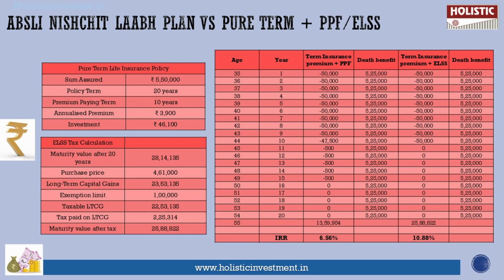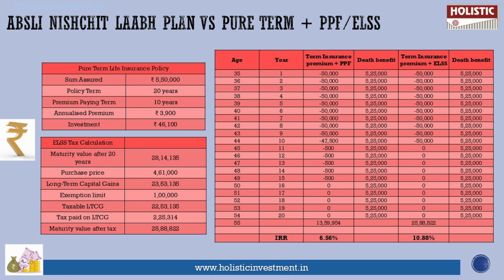Now what we are going to do is conduct another analysis, which is the comparative analysis. We are going to compare the ABSLI Nishchit Laabh plan with other investment products available in the market, or explore other alternative investment strategies, to see if they can fetch us better returns or better benefits comparable to this plan. Instead of investing in an investment-cum-insurance policy like the ABSLI Nishchit Laabh plan, we are going to invest in a life cover and investment separately. By separating insurance and investment, you can accumulate an even higher corpus.